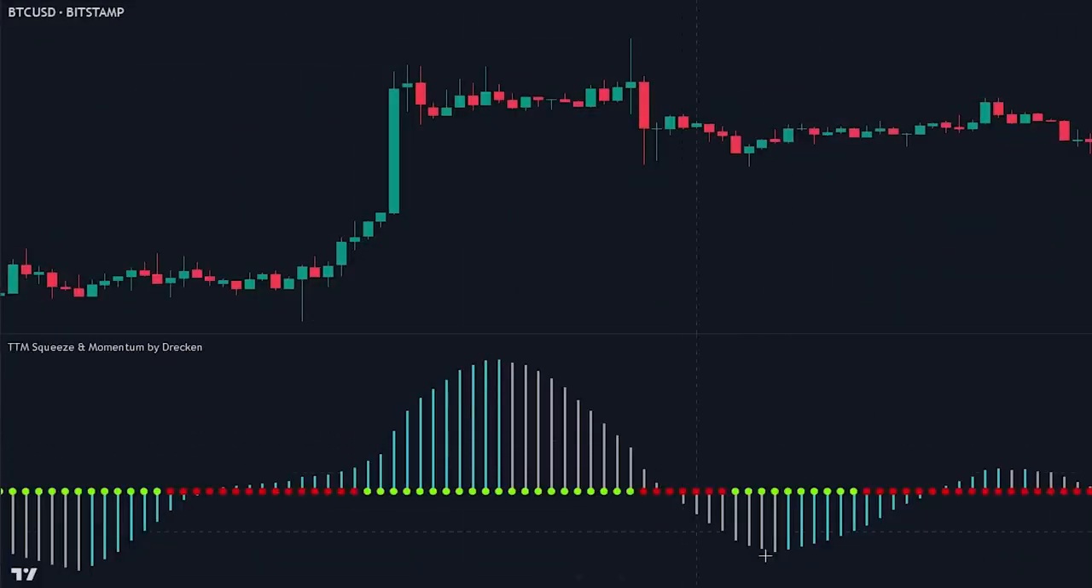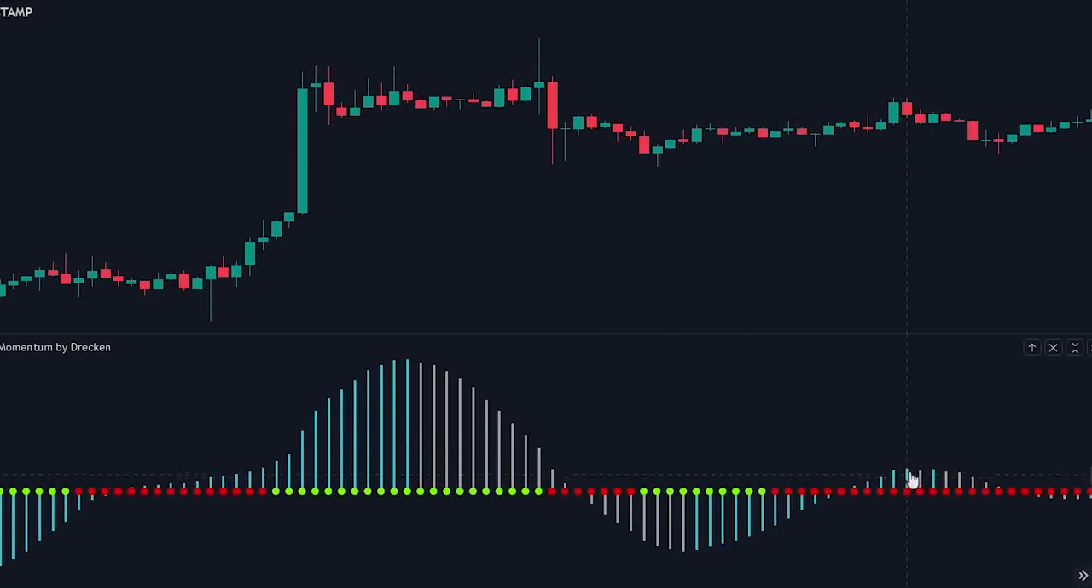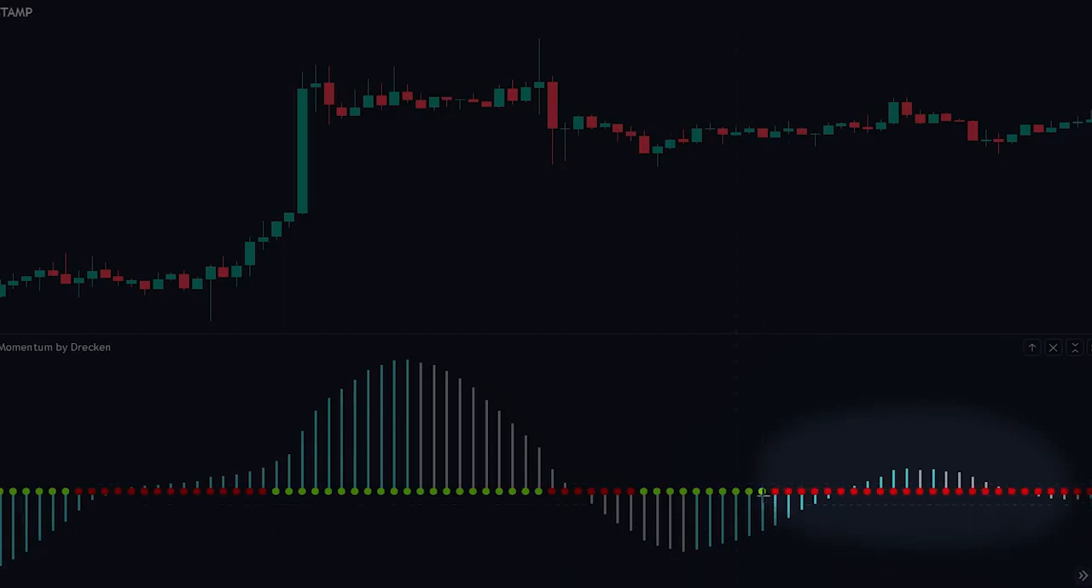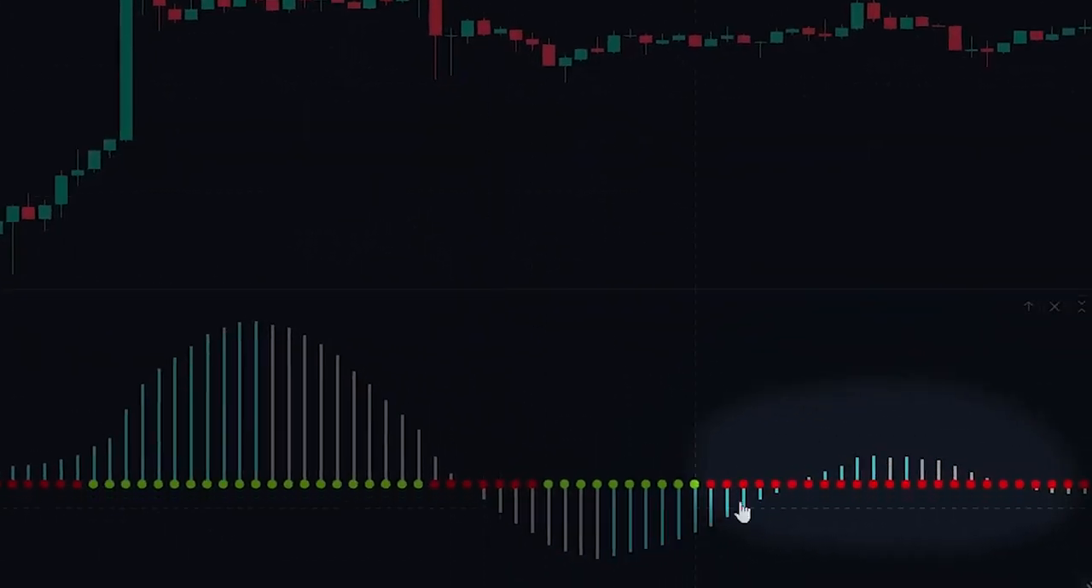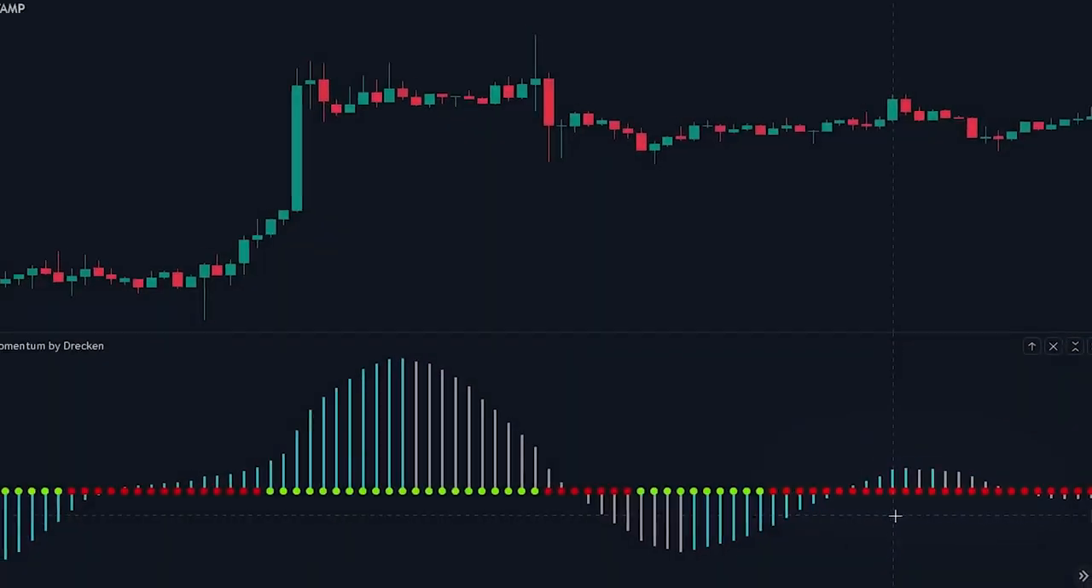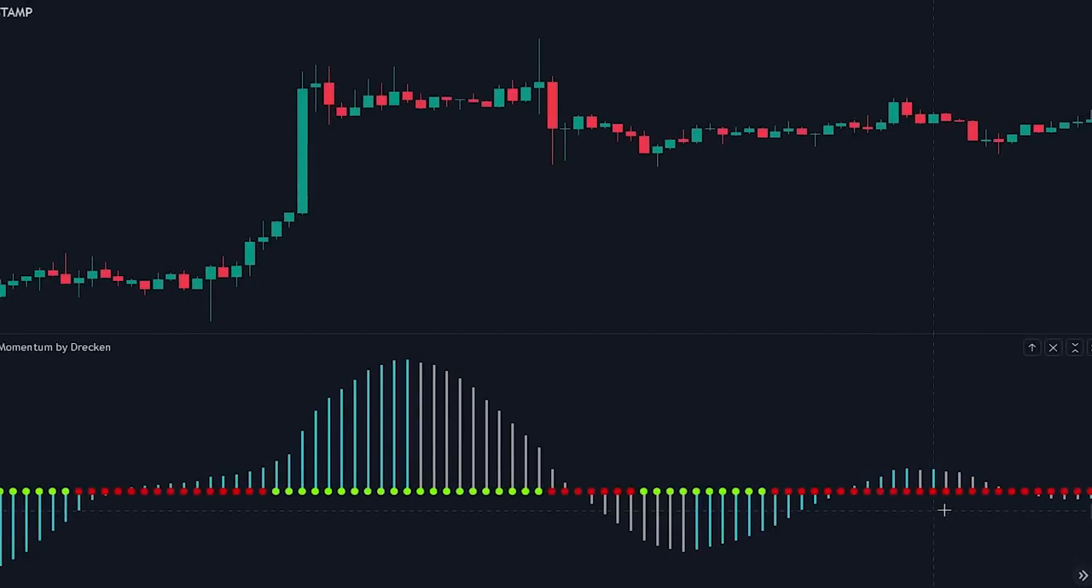In this case, we can see that at this point in the price action, the Bollinger Bands were being squeezed into the Keltner channel lines. We know this because we can see that the bars of the histogram are very short. This signals to us that there is a period of low volatility in the market. If we take a look at the price action, we will indeed see that the market wasn't volatile during this period.